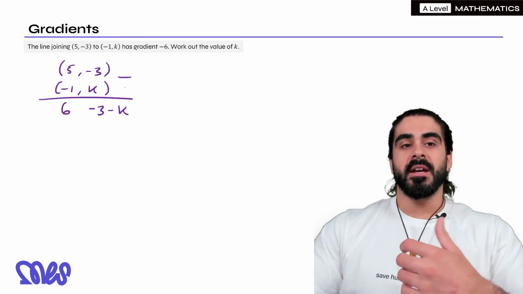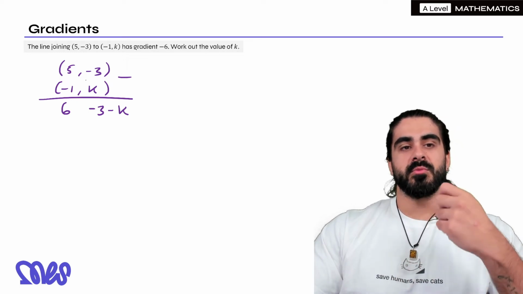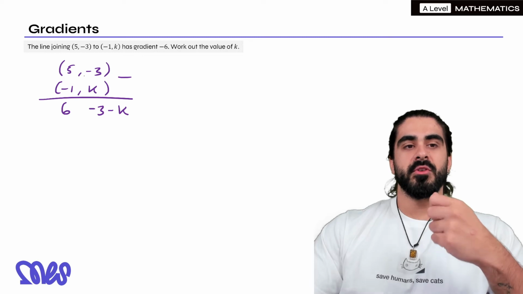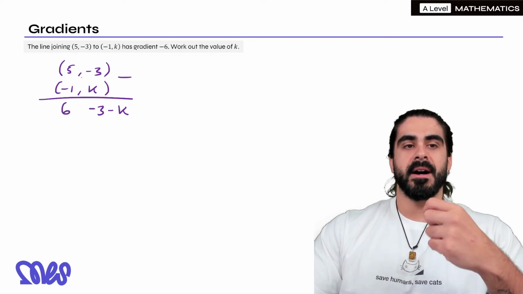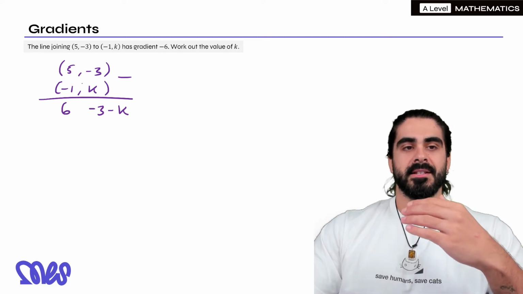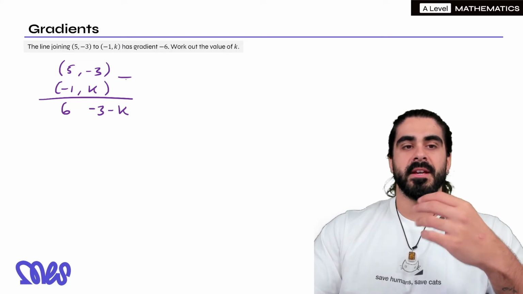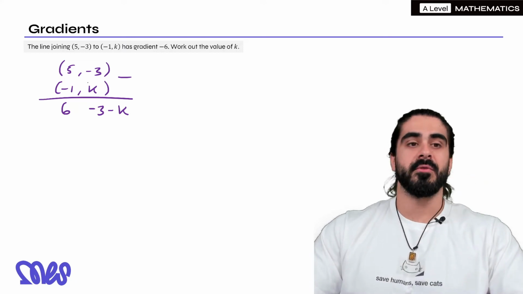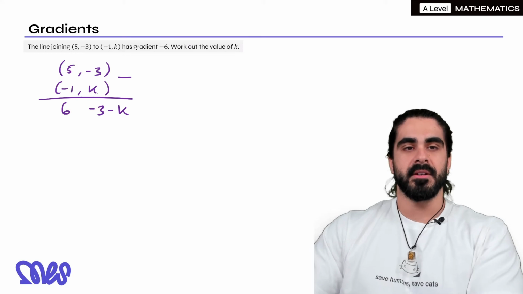The reason I don't like the y2 minus y1 formula is when you have negatives involved, for example 5 minus minus 1, students accidentally say 5 minus 1. So they forget to write the double negative. Whereas if you write it as a column like this, you avoid that mistake.